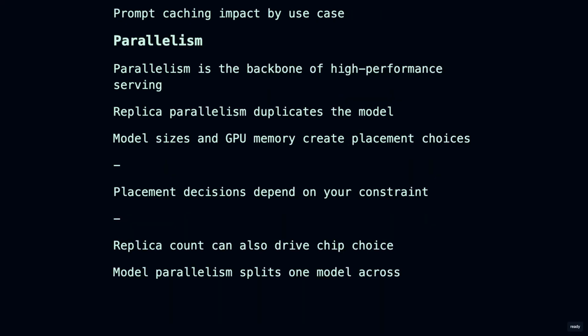When a model is too large for one machine, you split the model itself across multiple devices. That makes serving possible, but it also makes scheduling and communication more complex.